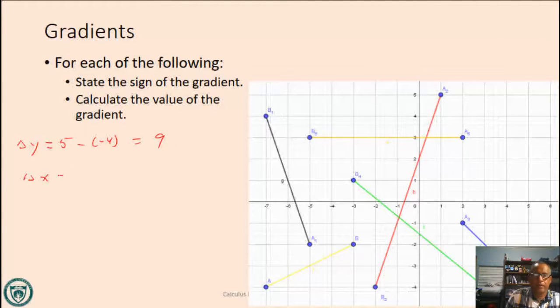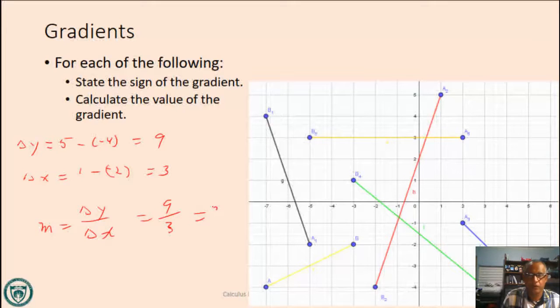And then the change in the x is the final value of x, which is 1, minus the initial value of x, which is -2. And of course then this gives us 3. And of course then the gradient is delta y divided by delta x, and the symbol often used for the gradient is m. So this gives me 9 divided by 3, which gives me 3.